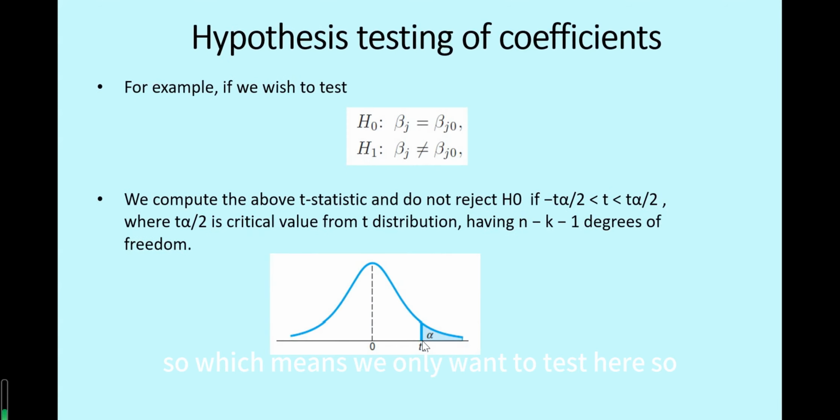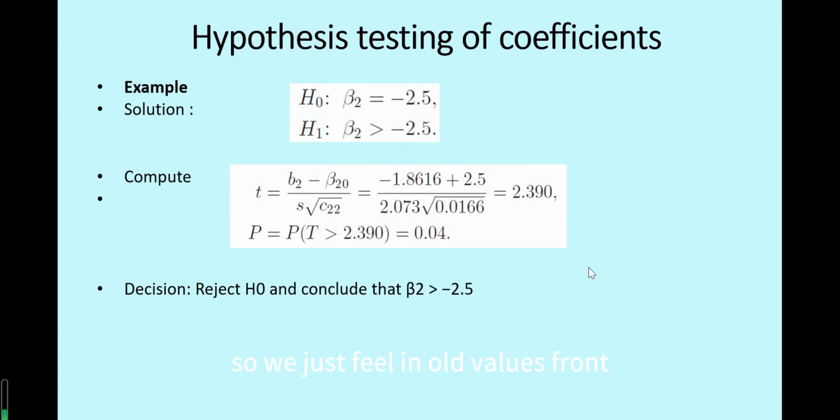This means we only want to test here, so all of the 0.05 alpha level stays here. If we get the t statistic value in this area, or get a p-value less than 0.05, then we will reject the null hypothesis, right? We do not need to take care of this side, only this side.